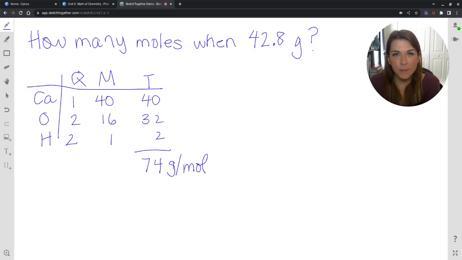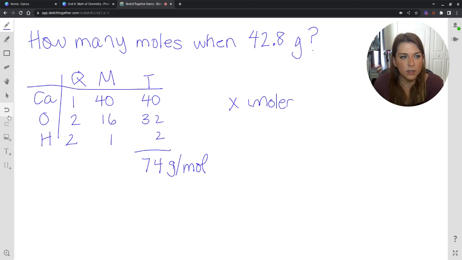So sometimes we'll have the opposite situation where in a lab we come out with some number of grams, and then we'll need to figure out how many moles that is. So I am sticking with the calcium hydroxide just because at this point you should be pretty good at these QMT charts and finding the molar mass. I just want to skip to the next part. So in this case, it's asking X moles. I don't know how many, so I'm going to label it X.